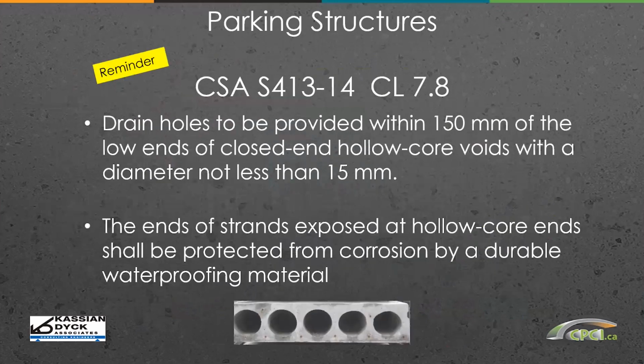Drain holes are to be provided within 150 millimeters at each end of hollow core, with a diameter of not less than 15 millimeters. And the ends of strands exposed on hollow core planks are supposed to be coated with a durable waterproofing material. Those are just specific requirements in S413 for hollow core.